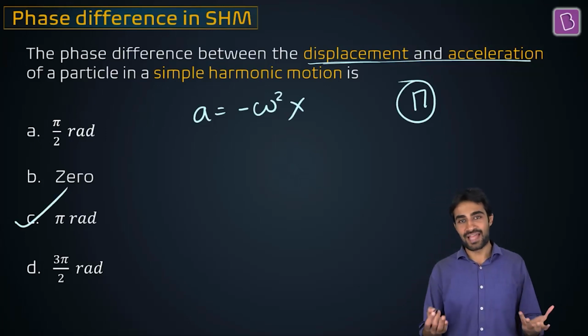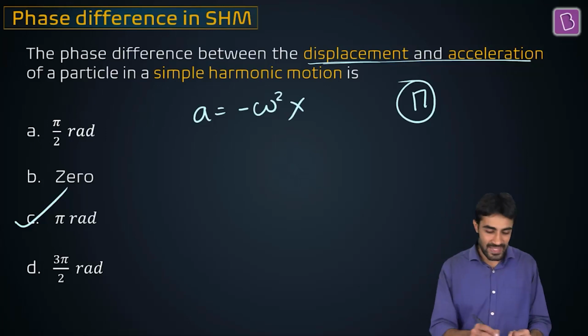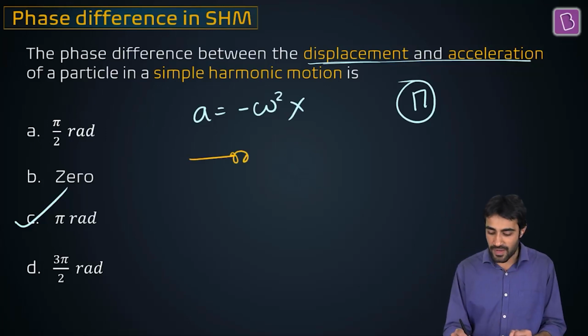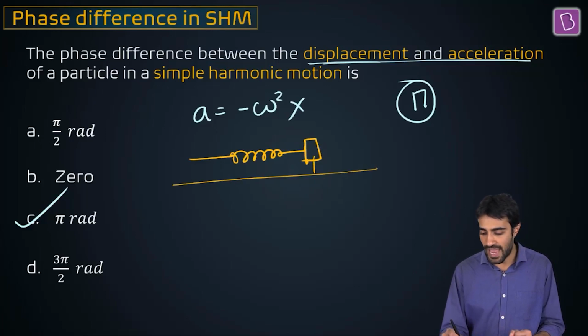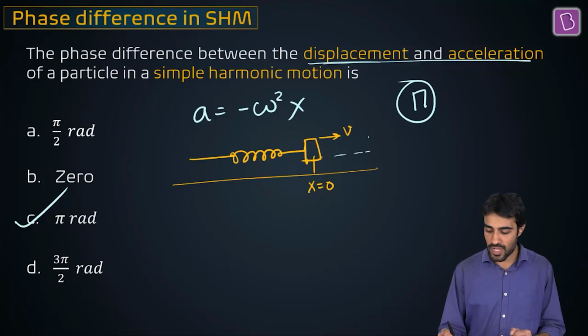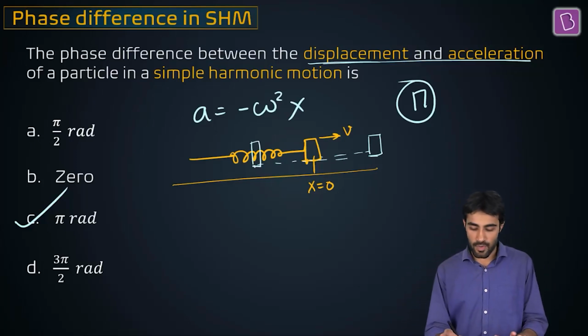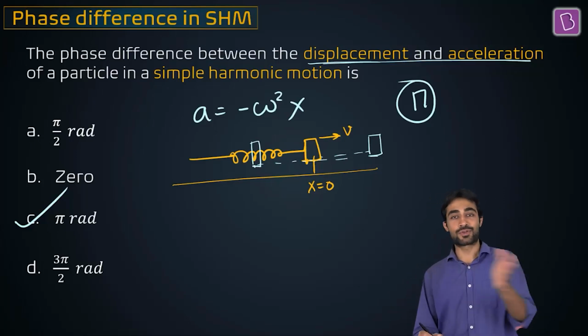Now if you don't agree with that, if that is too early for you to understand, I can give you an example. Let's say we have an SHM going on. A particle is at rest and we give it some velocity v when it was at x is equal to 0. Now what will happen? It will go to and fro. It will reach the maximum location, then the original position, then the minimum position, and then again the position x is equal to 0. So this is the to and fro motion.